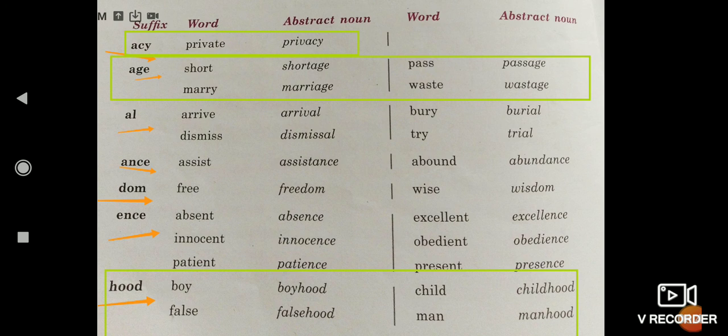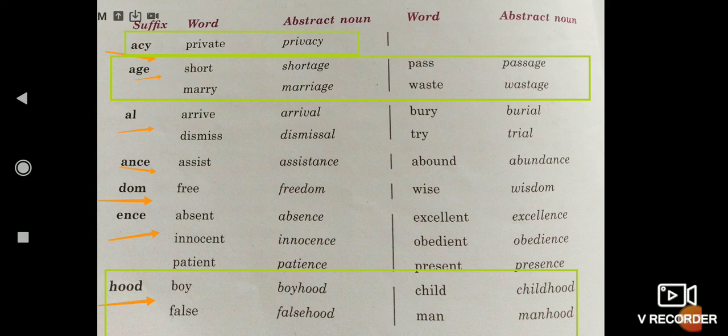Root word means it can be an adjective or a common noun. So here we will add suffixes. Suffix means a word part which is added at the end of a word, that is known as a suffix. Like private is a word and acy is our suffix. So here by adding the suffix acy, we will make the abstract noun privacy.